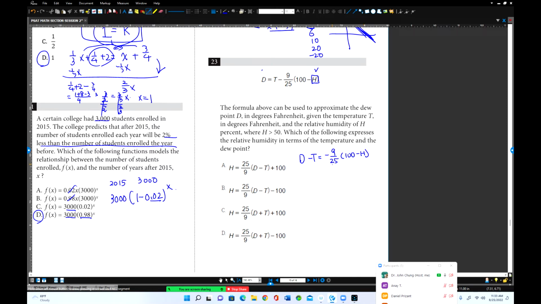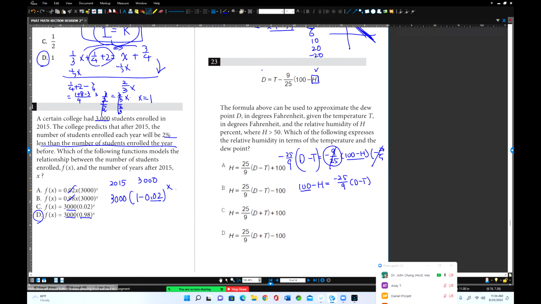Second one, we take care of this one. How? Make it 1. Multiply by the reciprocal, negative 25 over 9, on both sides. Negative 25 over 9 times negative 9 over 25 is 1, right? Now I'm going to write this first: 100 minus H equals negative 25 over 9 times (D minus T). That's the second step.